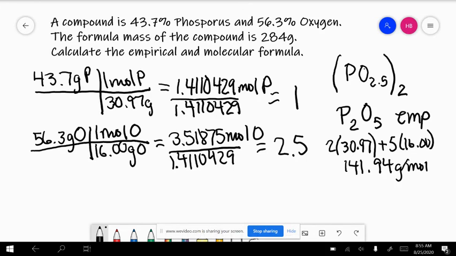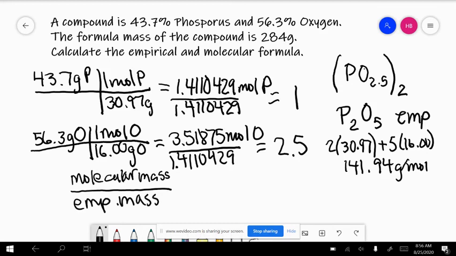So again, now I have to compare this to the molecular mass. So remember, to compare, we divide. So the molecular mass is always going to be larger or equal. So we put the molecular mass on top. If the molecular mass and the empirical mass are the same, that means the molecular formula and empirical formula are the same. So 284 divided by 141 is going to give us about 2.